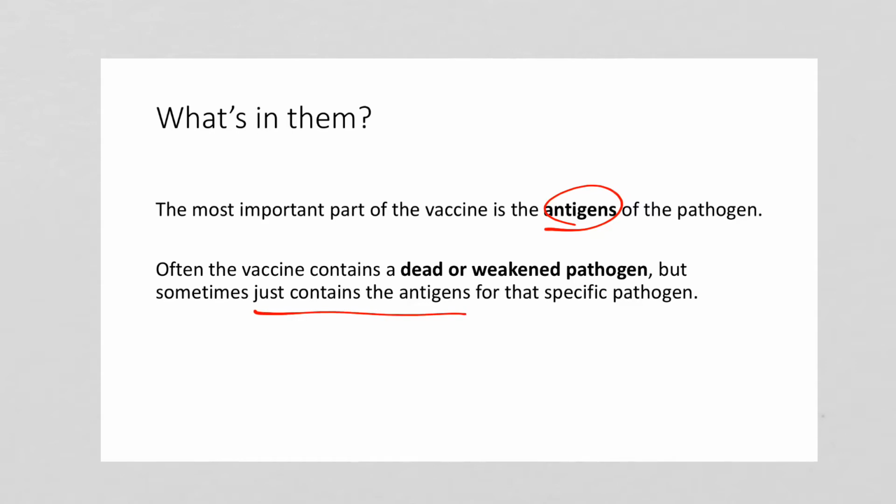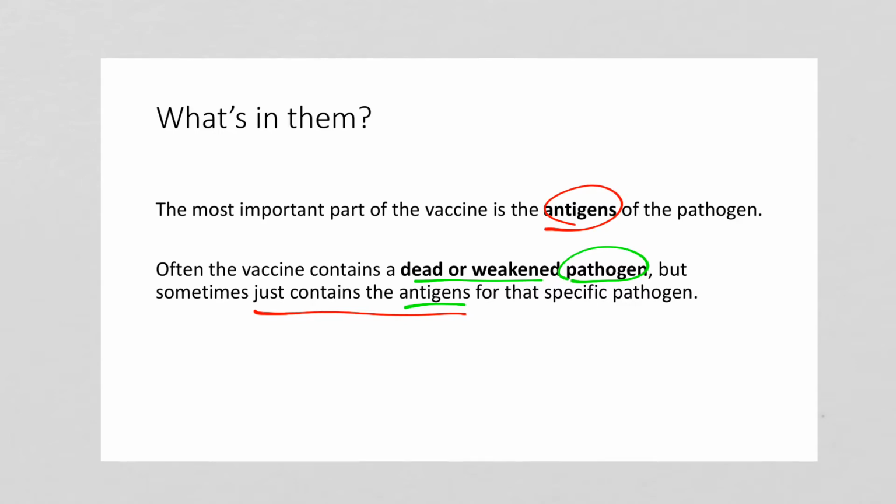You're just going to have the antigens. Okay? Often if you get a question, what's in a vaccine, it will be a 2-mark question. 1 mark will be for using the word pathogen, and then the other mark will be for using the word antigens or for using the word dead or weakened. So if you say a vaccine has a pathogen in it, you would get 1 mark out of 2.